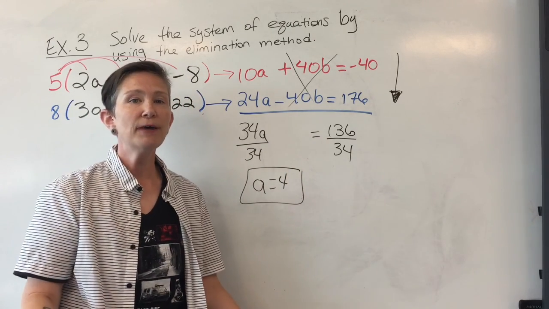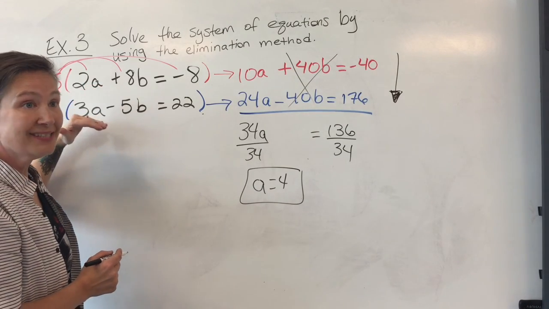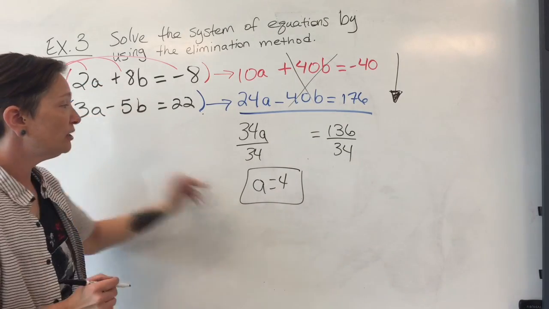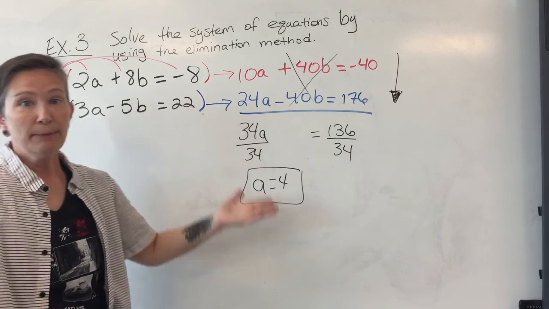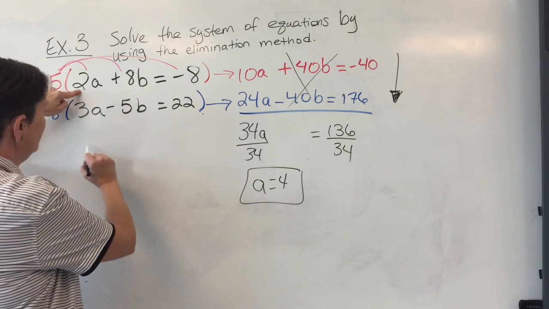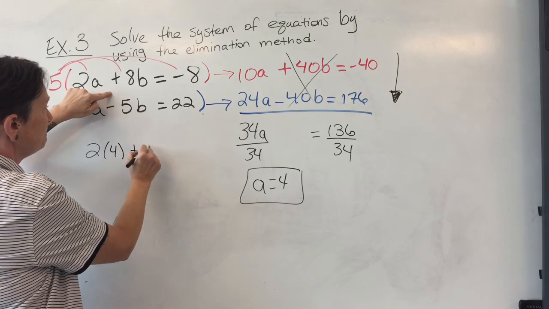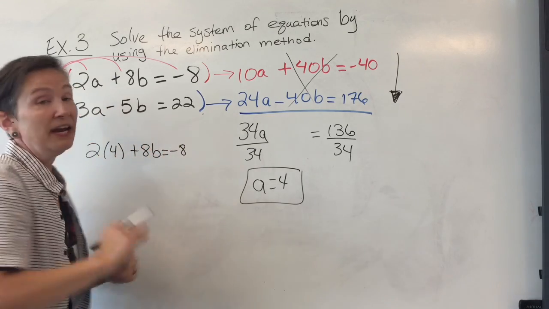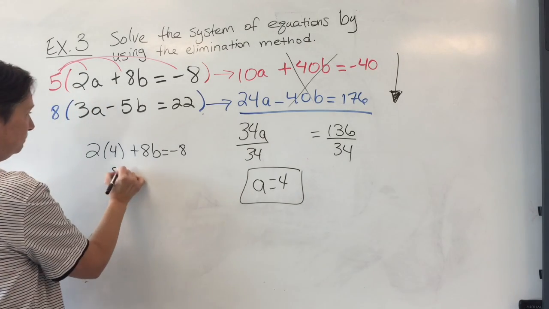Once I have my first value, I can choose either the original first equation or the second equation to sub that back into. So I'm just going to go with the top equation. No reason. I just picked it. So 2a, but a is now 4, so 2 times 4. And then everything else stays the same. Now I can solve this equation for b.